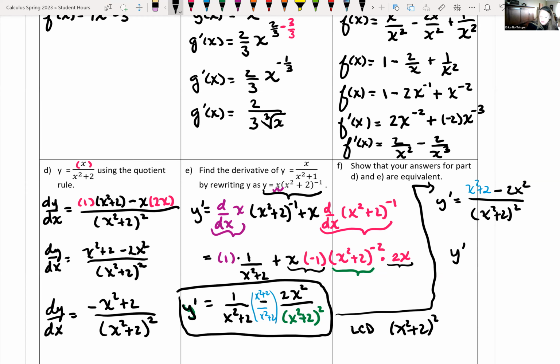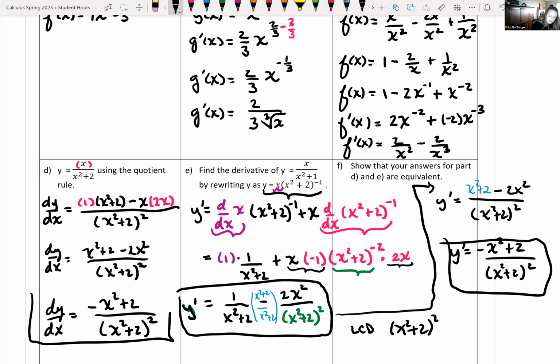I notice now that my numerator, negative 2x squared plus x squared, simplifies to negative x squared, plus a 2, all over my common denominator of x squared plus 2 quantity squared, which is the exact same thing that we got using the quotient rule.